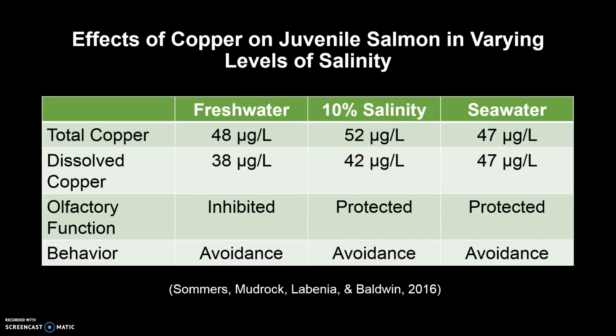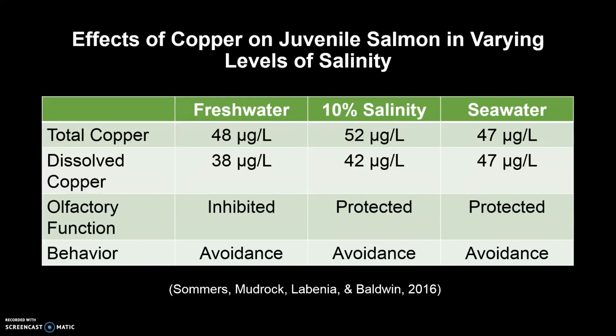In a well-controlled study, Summers, Mudrock, Labinia, and Baldwin show the complexity of toxicology by analyzing the effects of salinity on juvenile salmon when exposed to copper. They say that it has been shown how dissolved copper causes chronic toxicity by negatively affecting scent, behavior, and survival in freshwater, and less so in seawater. But there is little knowledge of how different salinities found in estuaries can affect fish.